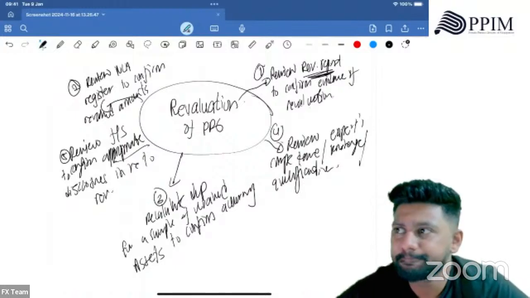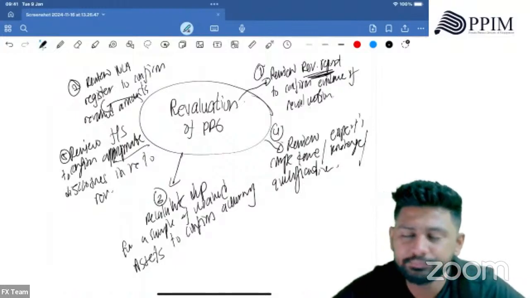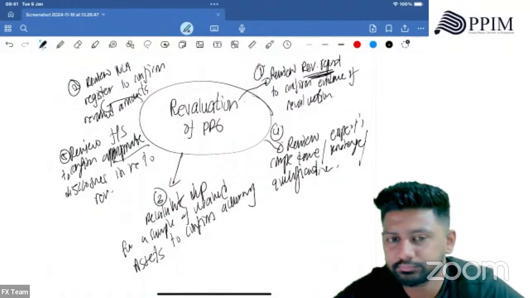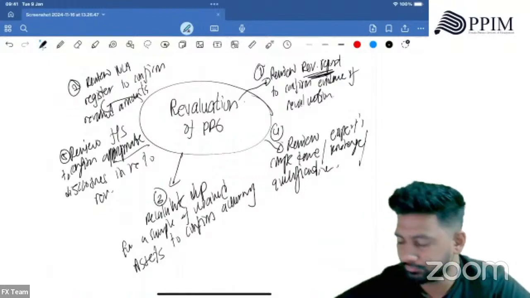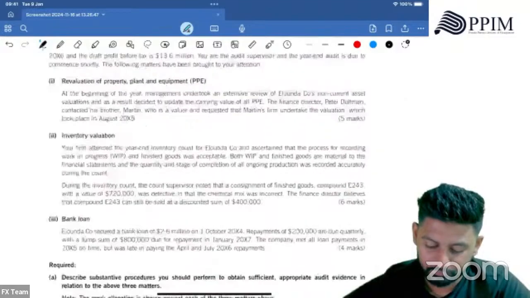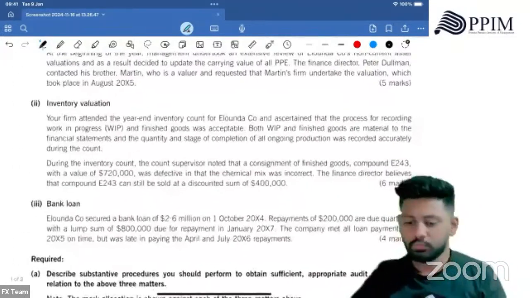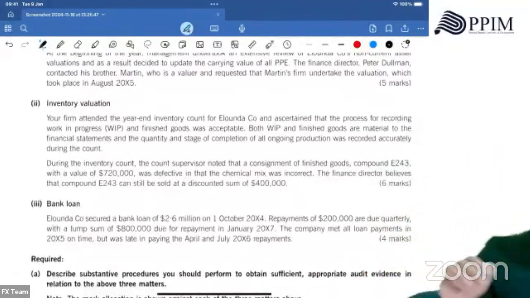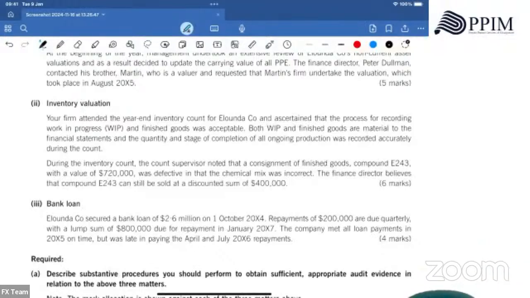Can we go further? Okay. Inventory valuation. Once again, take about 3 minutes. Let's do inventory valuation.